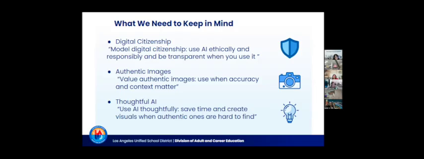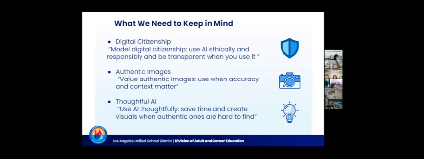We need to use AI images ethically, transparently, and always with the purpose of supporting learning, right? Being transparent when we use it. Authentic images, nothing's going to replace authentic images, right? Authenticity always matters, right? If we're teaching history, science, vocational training, accuracy is very, very critical. In those cases, we need those real images, not any AI generated ones that could distort reality.